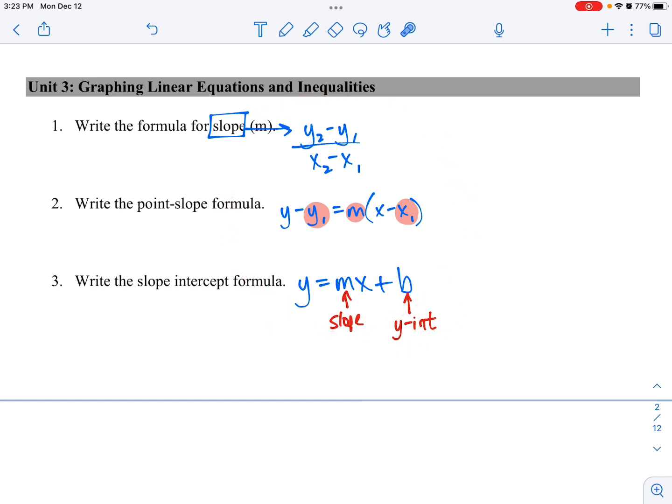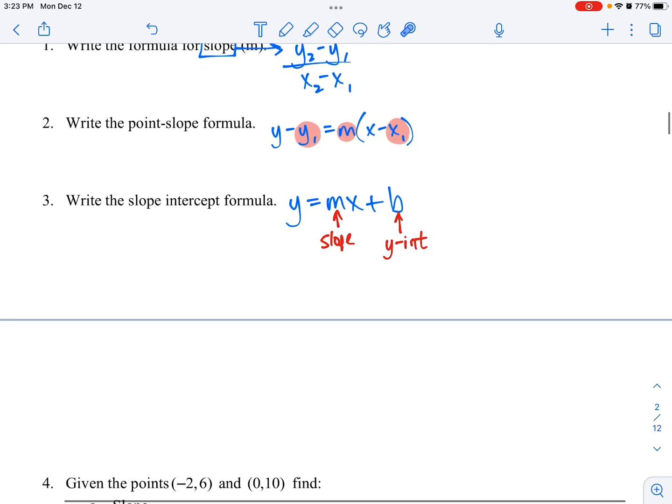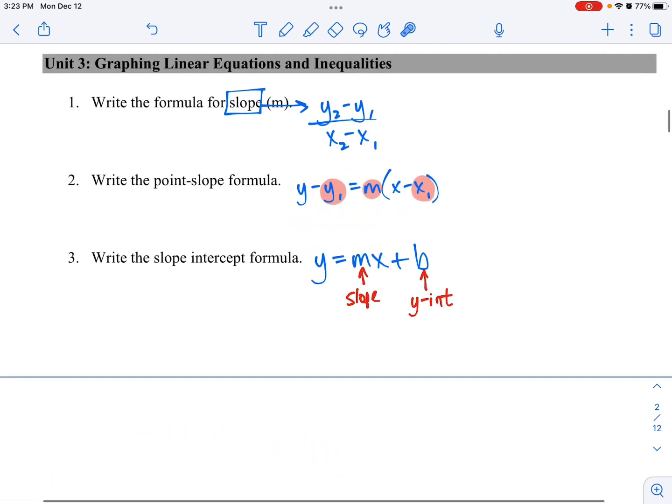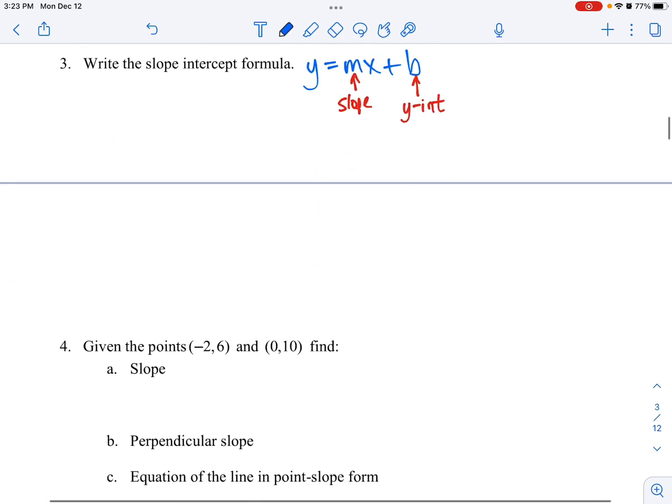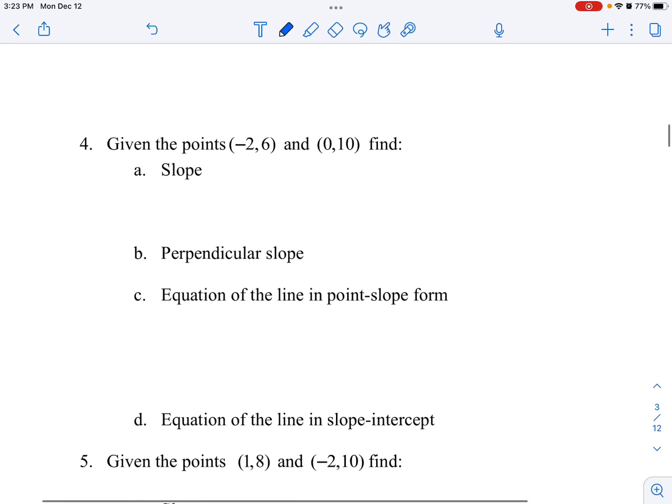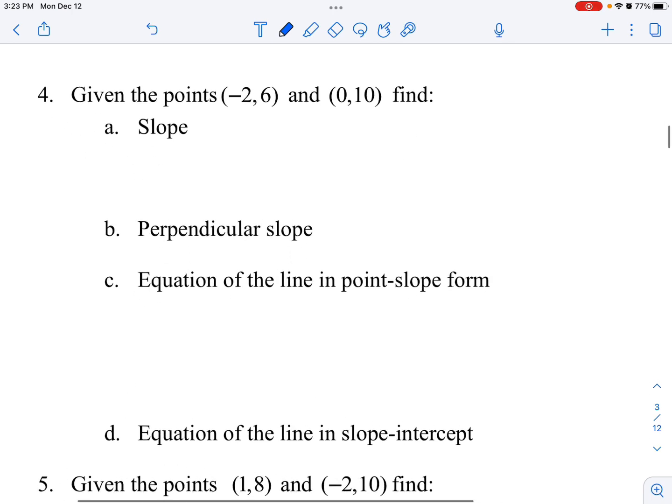You can pause the video, get them copied down real quick, but these are the formulas that I'm going to refer to when I do these problems down here, all right? So again, pause the video and copy these down so you have them, and then make sure you know which one is which. Slope, point slope, slope intercept, because that's the way it's going to be referred to on the final, okay? I'm going to do number 4 using those formulas that I just showed you. So again, rewind if you didn't get them copied down.